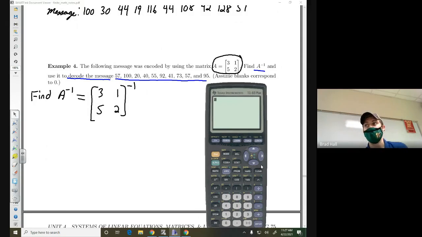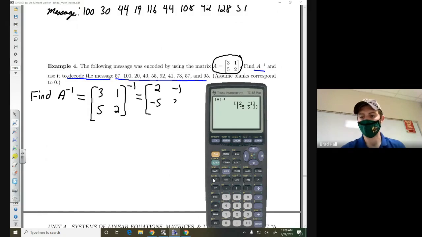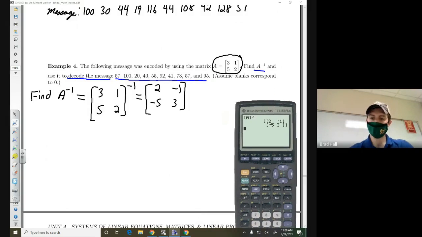So remember, to find the inverse, you have to call the matrix under names, and then you click the inverse symbol. And so the inverse ends up becoming 2, -1, -5, and 3. So if they're asking for what the inverse is, that's the inverse. That's how you do it in the calculator. So that's the first part.